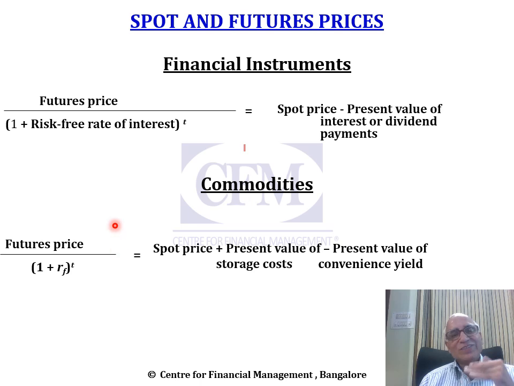Such convenience is not available in a futures contract. If you buy a futures contract for aluminum, you cannot use the contract for your production purposes. So on the right hand side, we have the present value of the spot contract as a sum of three things: spot price plus present value of storage cost minus present value of convenience yield.